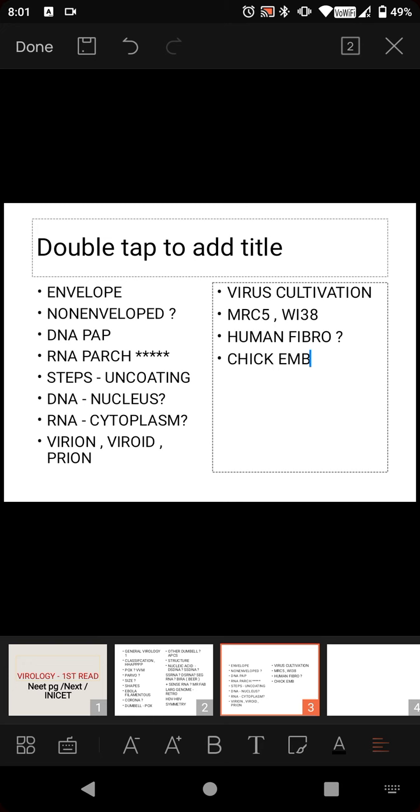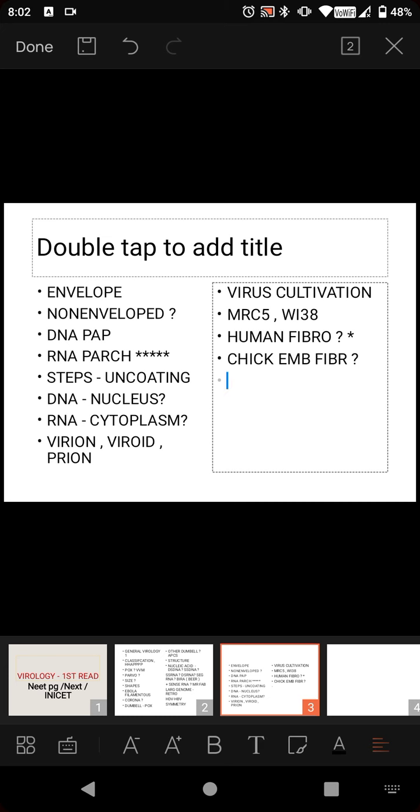Chick embryo fibroblast. Try remembering it, and you are done with this. And coming to the continuous cell line, I'm just putting a star here. Chick embryo cell line. We saw the primary cell line and secondary cell line, which are over, and now coming to the continuous cell line.